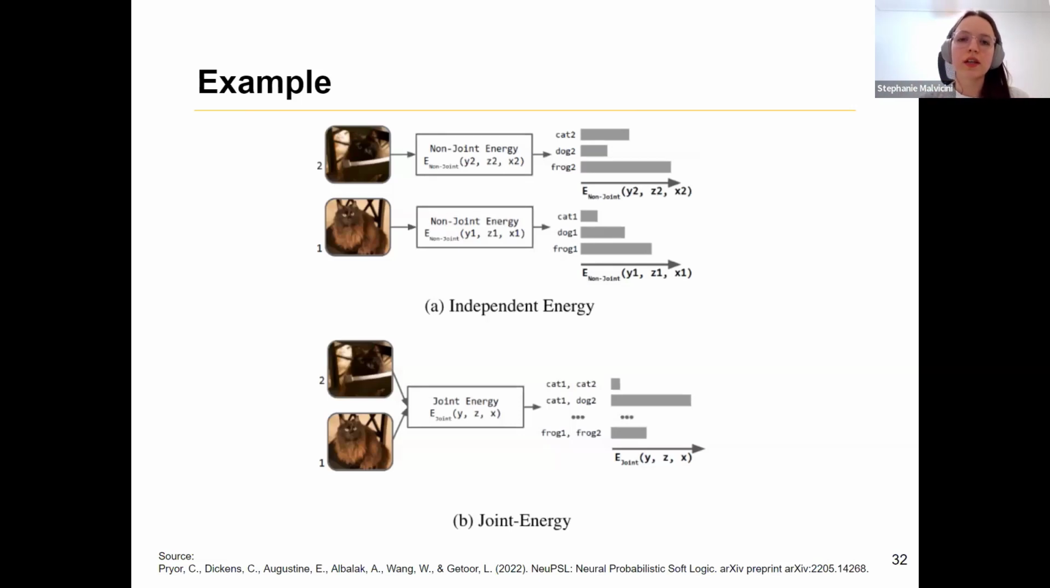So here we can see that for the first example, for image number 2, the energy function is lower for the label dog. So in this case, the answer is going to be dog. And for image number 1, the energy function is low for the label cat. But when we have the joint energy function, the model can use external information to know if both images are from the same entity, and here it decides correctly that both pictures are of a cat.